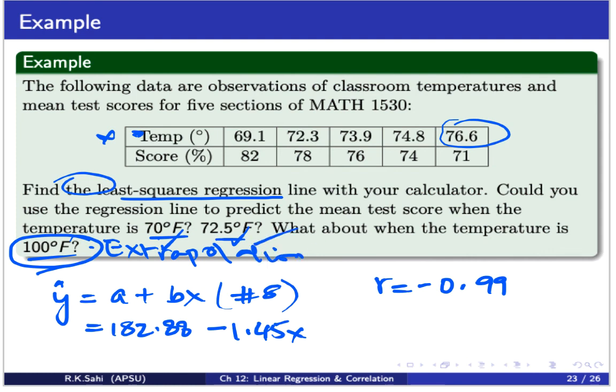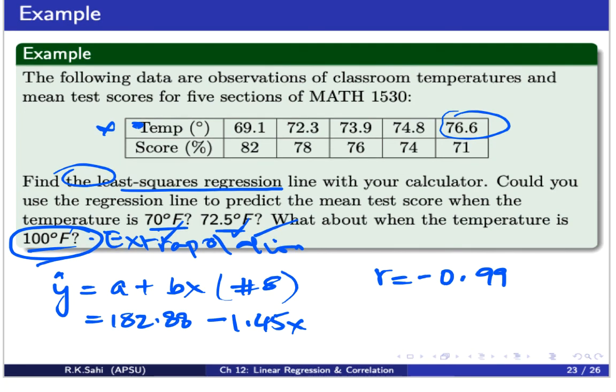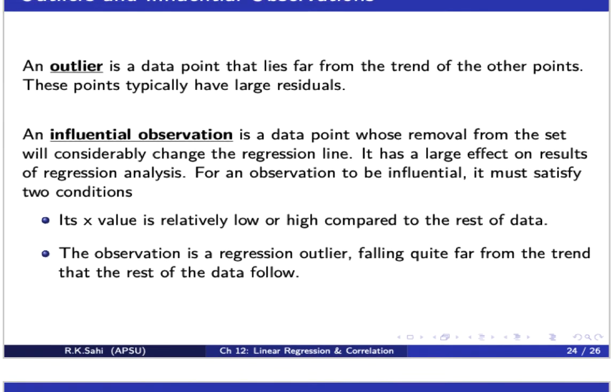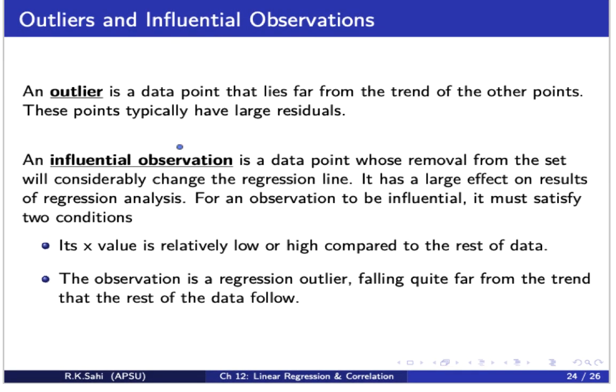Okay, let's talk about outliers. We have done that earlier, but once more we'd like to see it from here. An outlier is a data point which lies far from the trend of the other points, and we've seen examples before. These points typically have large residuals. Just as a reminder, my values are all going like this, and then I have one little value over here. That clearly is an outlier because everybody else is closer to each other, growing upwards, but this little point says, I'm not caring.